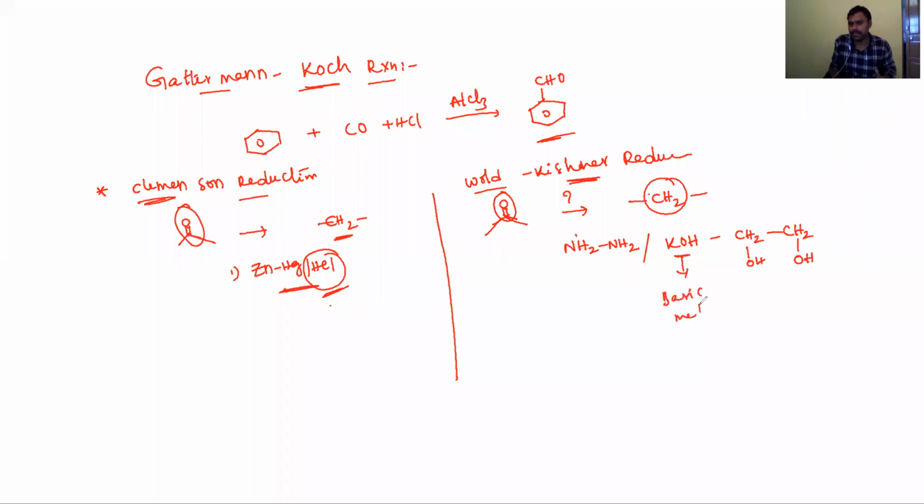For example, if any acid-labile groups are present, then Wolff-Kishner reduction is favorable. For example, if OH groups, alcohols, acyl halides or ethers, which are acid-labile groups, are present, then Clemmensen reduction is not possible. It means the Clemmensen reducing agent is not a suitable reagent, so we have to choose the Wolff-Kishner reducing agent.